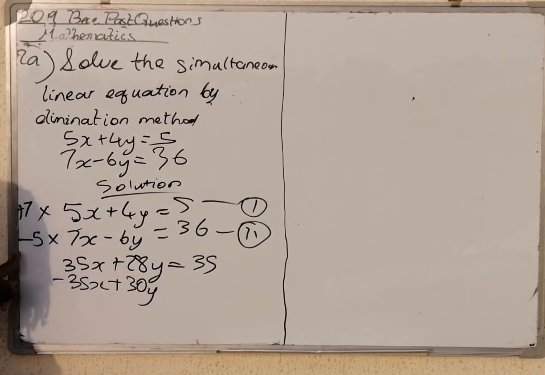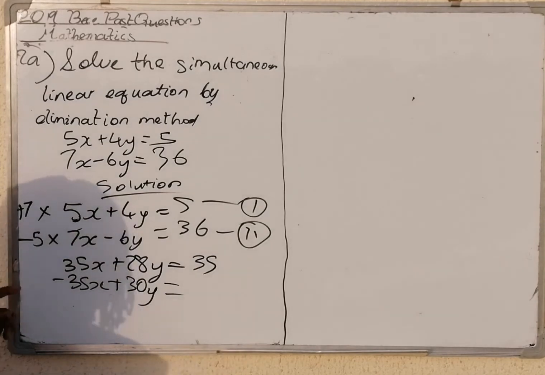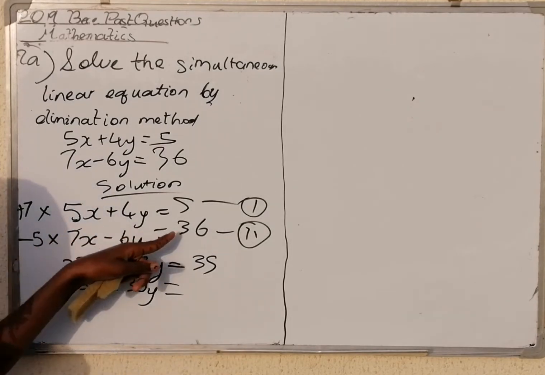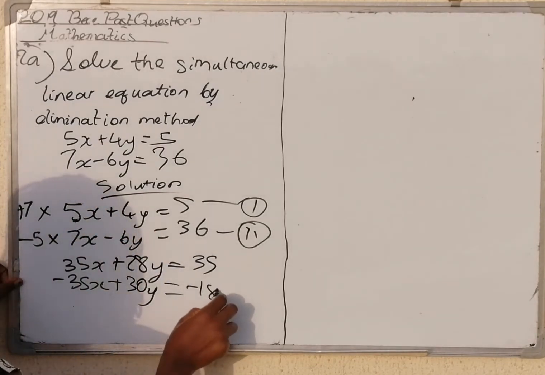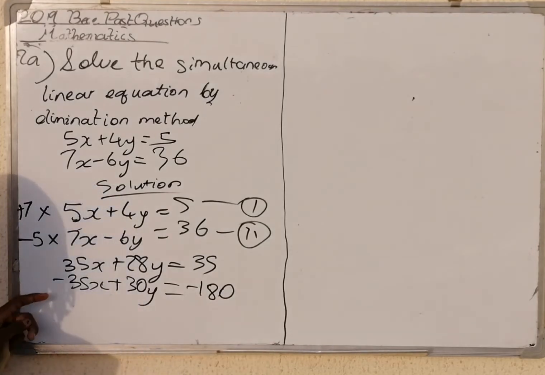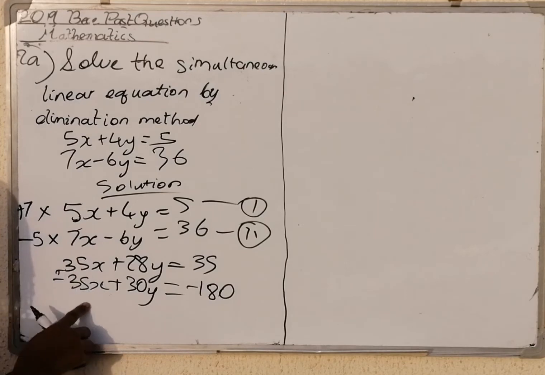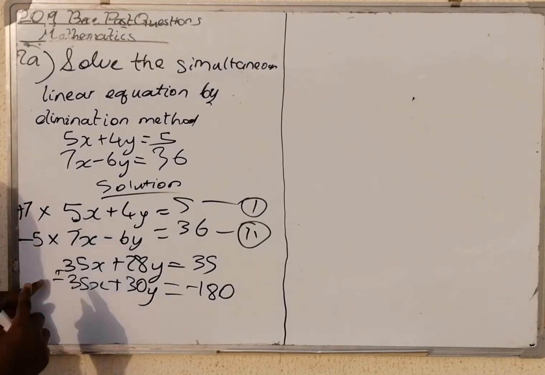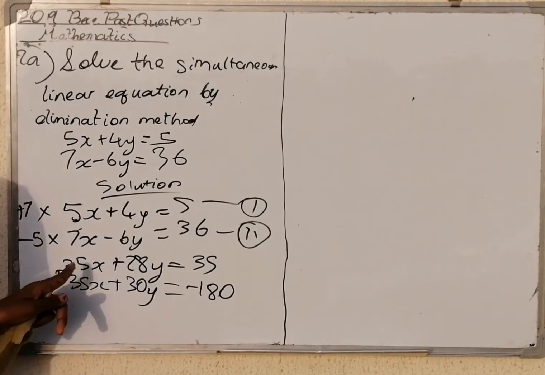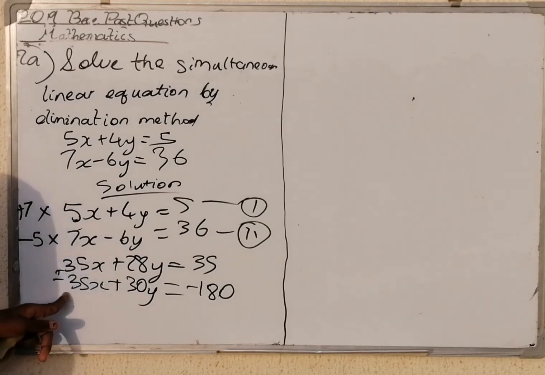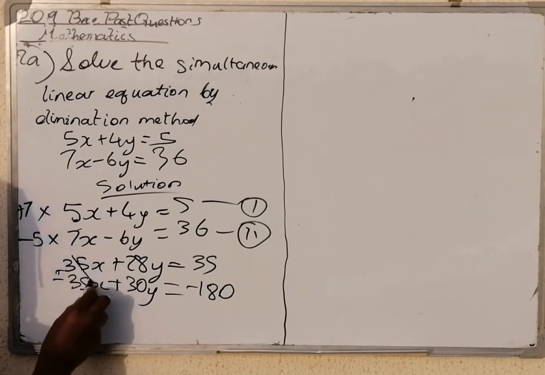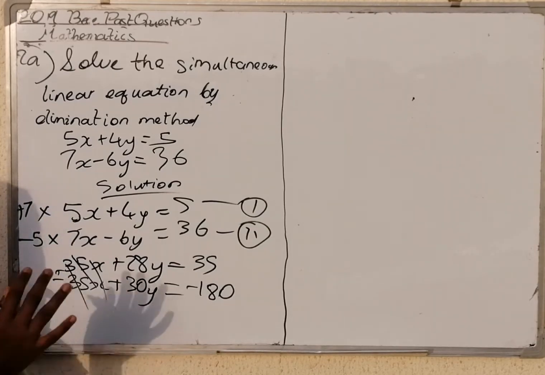Now we should keep this in mind. Minus times minus is plus. The right after equals sign. Minus 5 times 36 is minus 180. So we add these two equations together. 35x plus minus 35x. Well, plus times minus is minus. And 35x minus 35x is 0. So we can just cancel it out and assume it was never there.